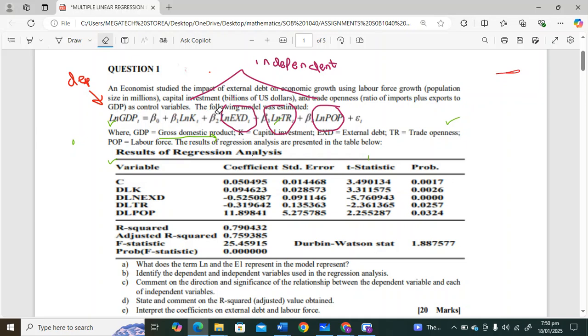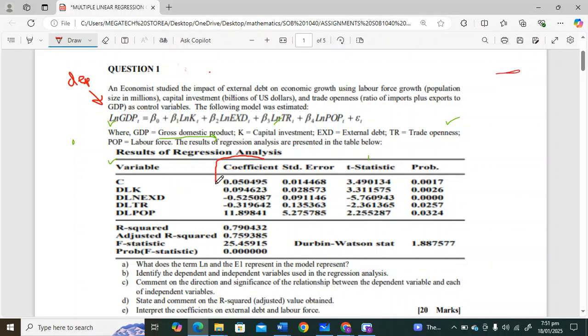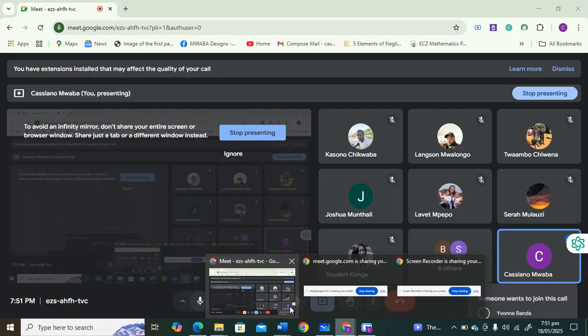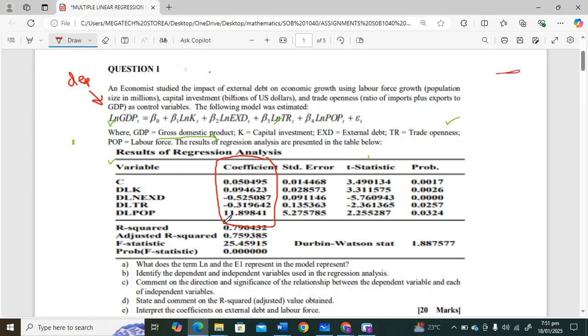So where we are going to see that is under this section of the table here, the coefficient section. Now, they've asked us first to comment on the direction. All right. So first, let's evaluate the relationship between GDP and capital investment.